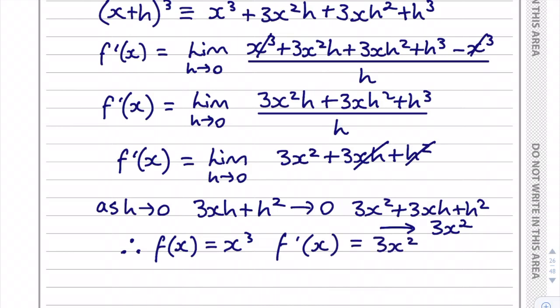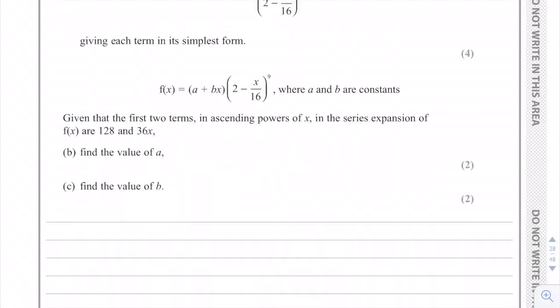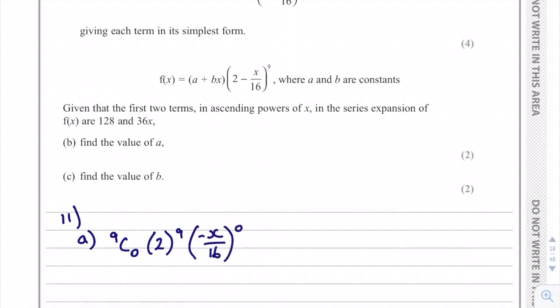That is question 10. Question 11, part A says find the first 3 terms in ascending powers of x of the binomial expansion of 2 minus x over 16 all raised to the power of 9, giving each term in its simplest form. Okay, so we need to use the formula for binomial expansion, which is in your formula book. So what we will do is, if we use the formula, the first term is going to be 9 choose 0 multiplied by the first term raised to the power of 9 multiplied by the second term, which is minus x over 16 raised to the power of 0.